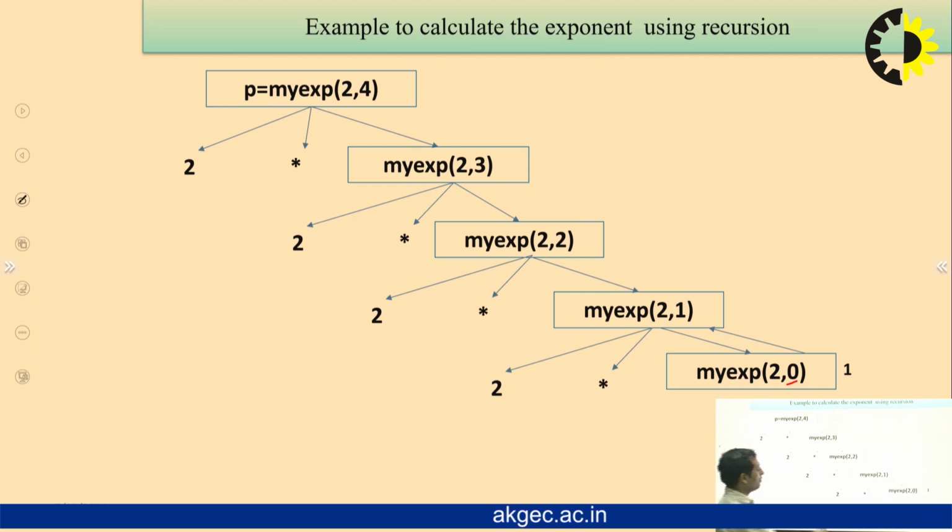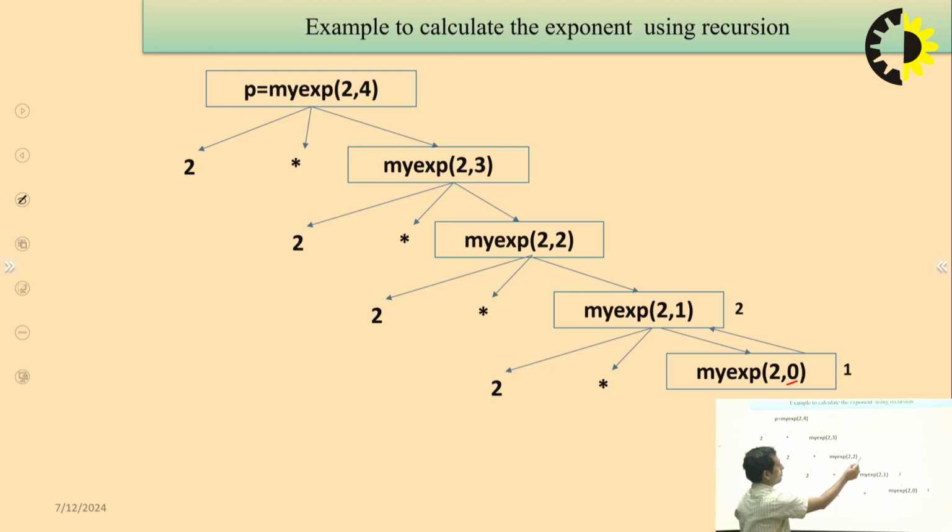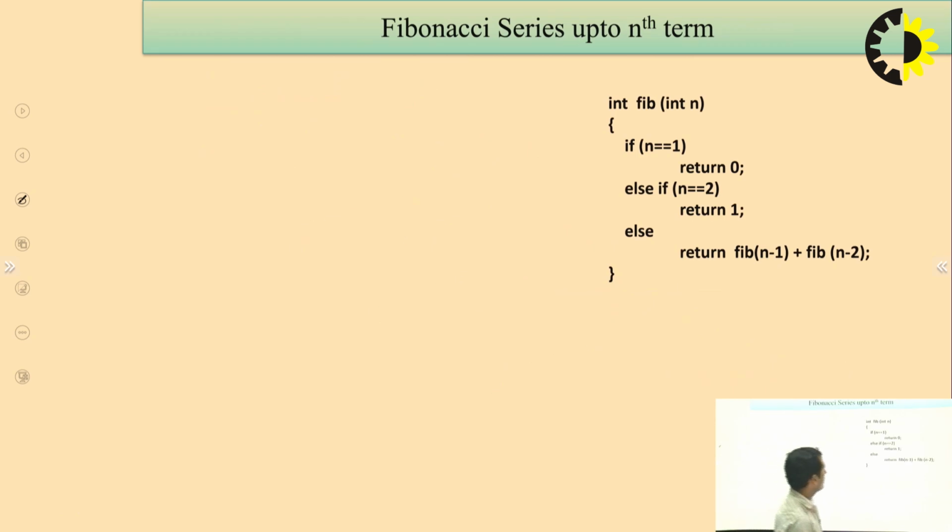Now the calculated value is 2 into 1, that is 2, and we receive 2 here. Now 2 into 2 is 4, which we receive in its calling function. Now 2 into 4, we receive 8 in its calling part. Now 2 into 8 is 16, and we receive 16 here the first time, then assign the value 16. So with the help of recursive calls we can do this.